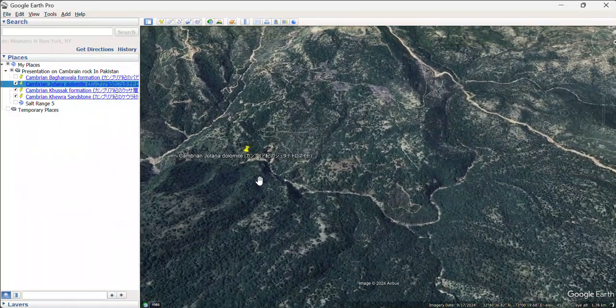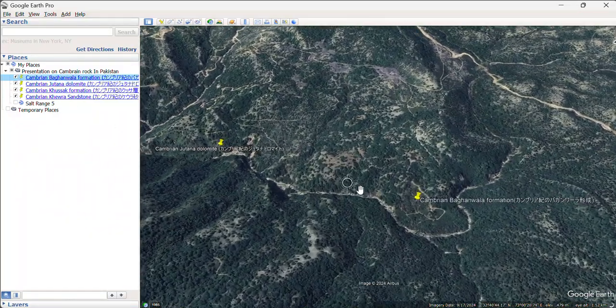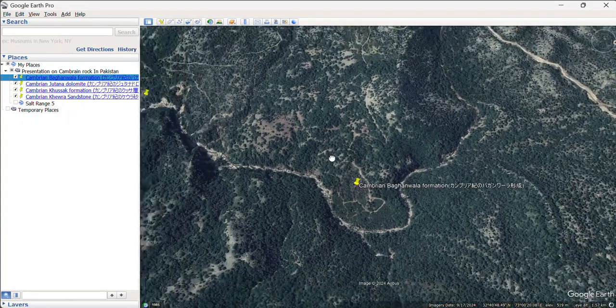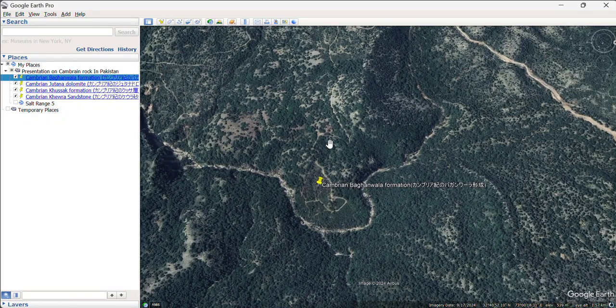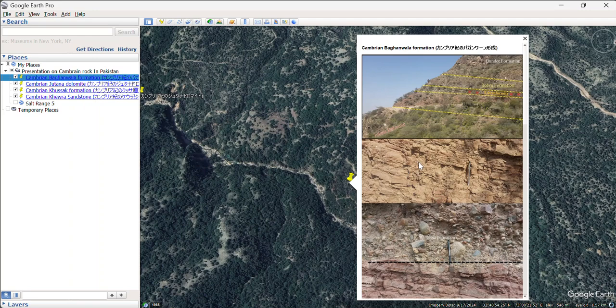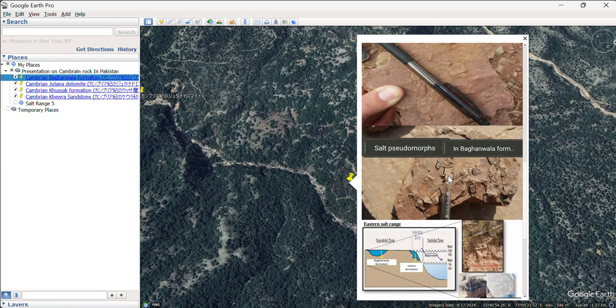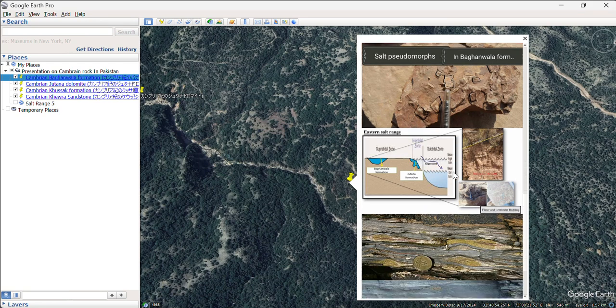So at the last we have the later stage of the Cambrian strata. We have the Bagawala Formation. So the Bagawala Formation is the field outcrop, with their contact with the Permian strata. So there is the large mass extinction that occurred from the Carboniferous to Ordovician. So this is the contact with the Tobra Formation of the Permian. We see the salt pseudomorphs, which are the remnants of the salt crystals, which represent the supratidal environment.